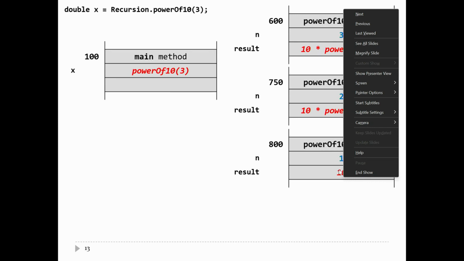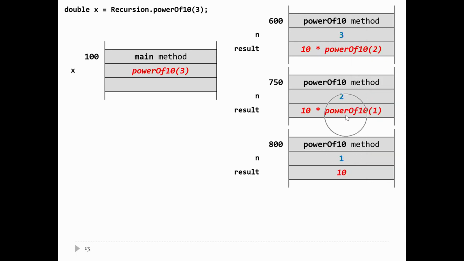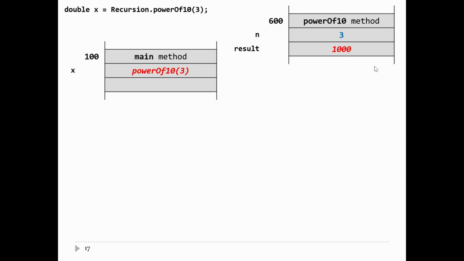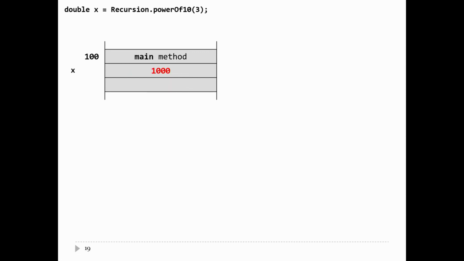It can pass its return value back to the caller, and now this one can disappear, right? That version is now done. So it can pass its value back to the caller, and it can go away. Finally, the original invocation of power of 10 is done. It can return 1,000 back to the caller here, and it's done.